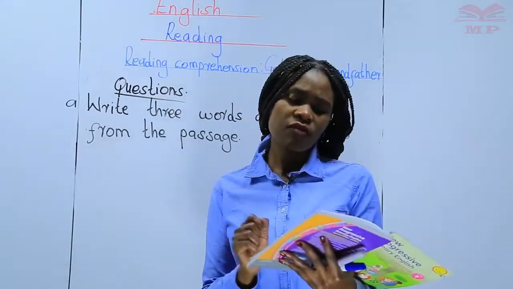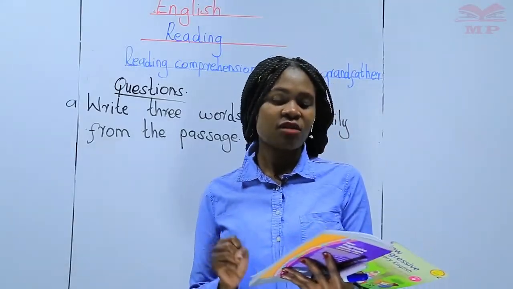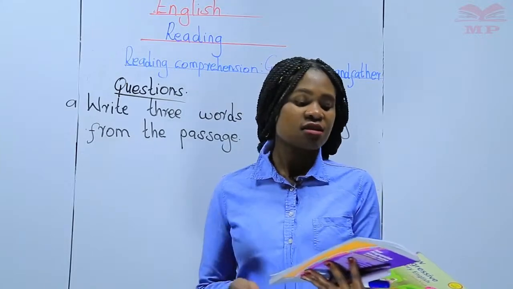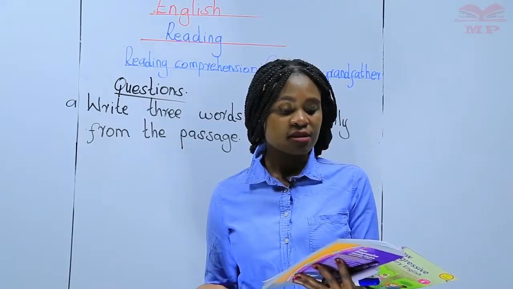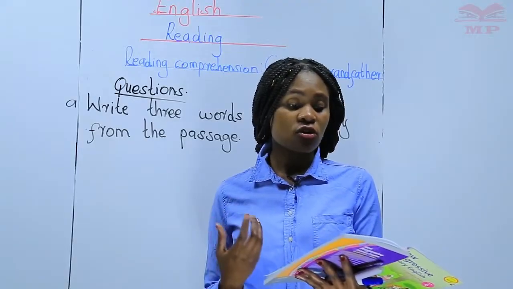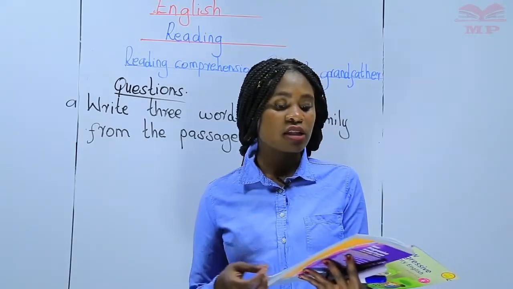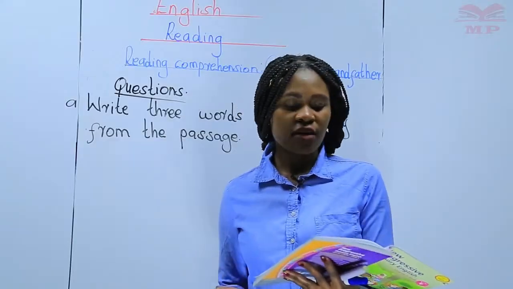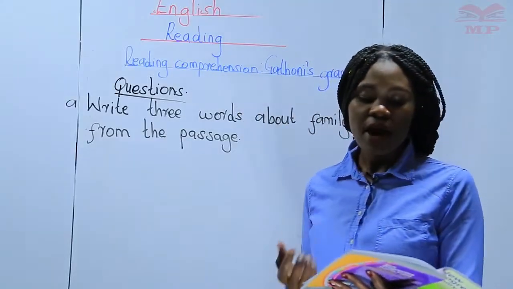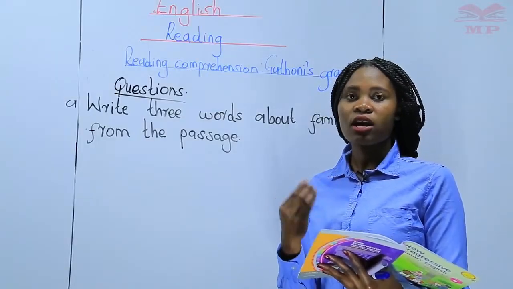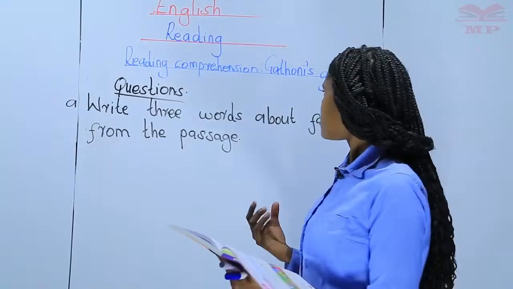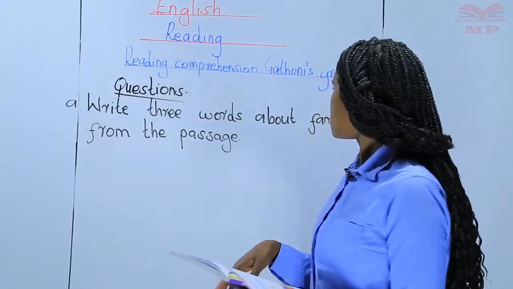Now, Gathoni came from a large family. She had many brothers, sisters, uncles, aunts, and cousins. However, in school, Gathoni used to hear her friends talking about their grandparents. She had never met her grandparents. Now, from the very first paragraph of our passage, we already have some names that talk about family.